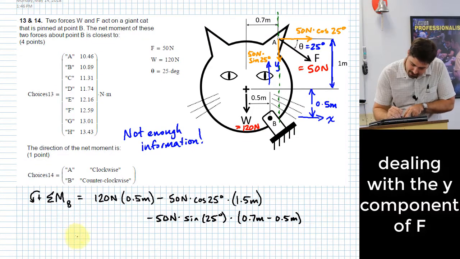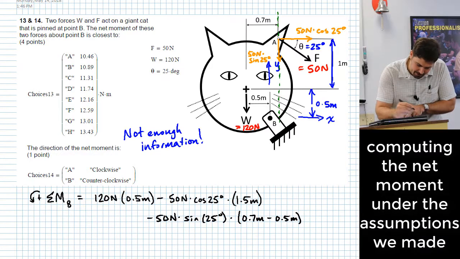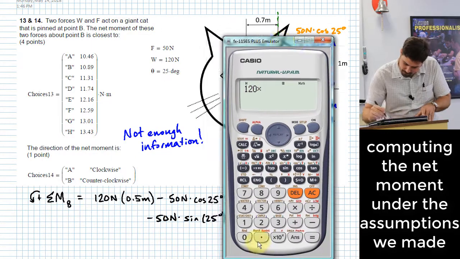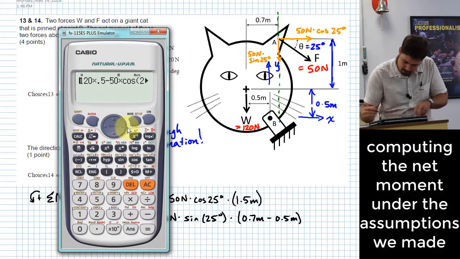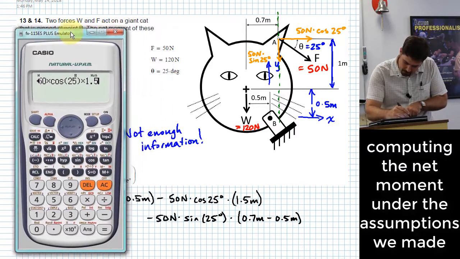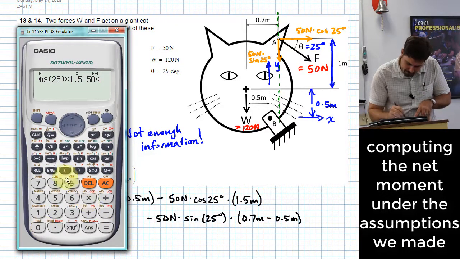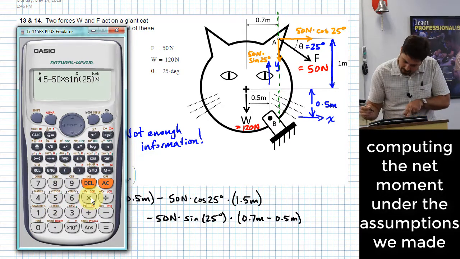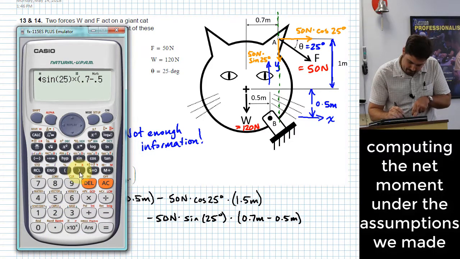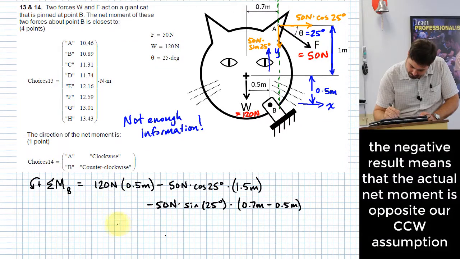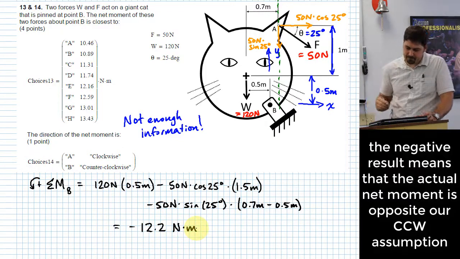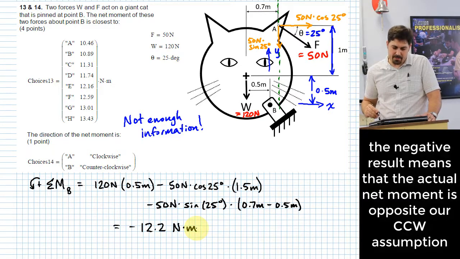So I go ahead and punch these in. Say we got 120. Go ahead and punch them into my calculator here. 120 times 0.5 minus 50 times cosine of 25 times 1.5. And the next one is minus 50 times sine of 25 times 0.7 minus 0.5. And that gives me negative 12, we'll say just 12.2. And what are the units? Newton meters. Okay. 12.2 Newton meters is what comes out of this.